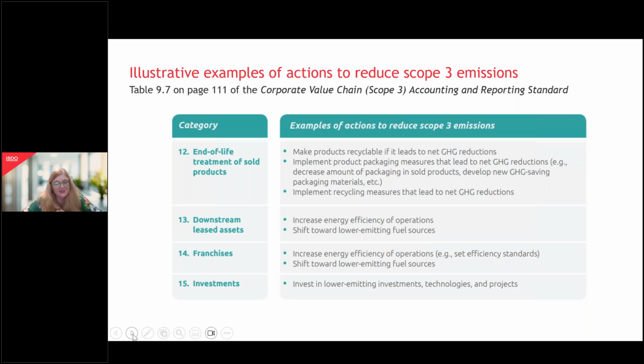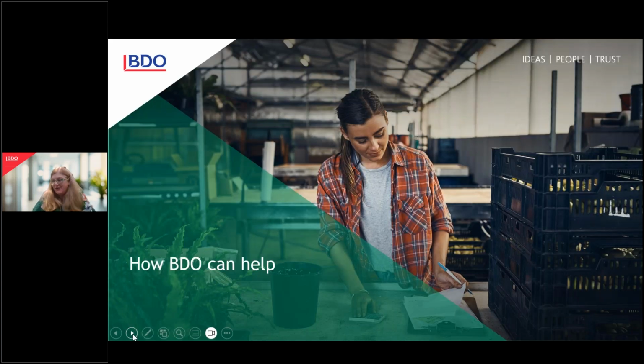Downstream leased assets, so where we are the lessor, increase energy efficiency of our operations, so renewable energy at our new buildings, double glazed windows, etc. Shift towards lower emitting fuels. And then for franchises and investments, increase energy efficiency, lower emitting fuel resources, and investments, very important, invest in lower emitting investments, technologies, and projects. So just a few ideas to get you thinking about decarbonisation strategies across scope 3, which is very difficult, acknowledging that it is very difficult.